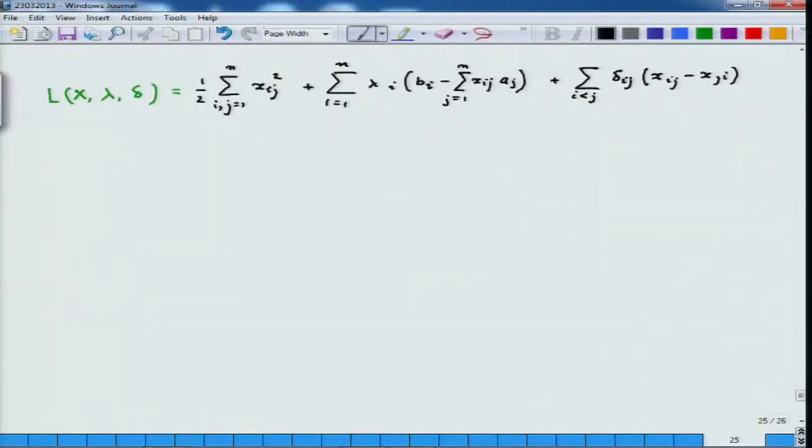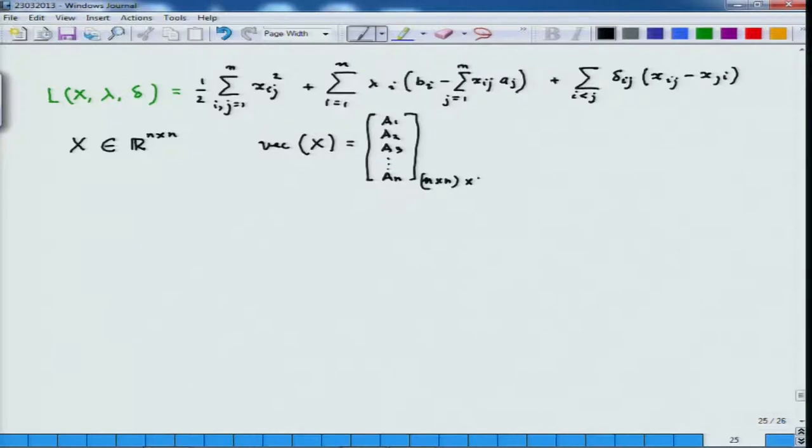Now, let me write down the stuff. In general, if you have a matrix X in the space R n cross n, it can be represented using a vec operation. If its first column is A1, second column is A2, then I stack up the columns like this, and I get an n square into 1 vector. This vector is a member of R n cross n, which is why it is always written like this, x is in R n cross n.